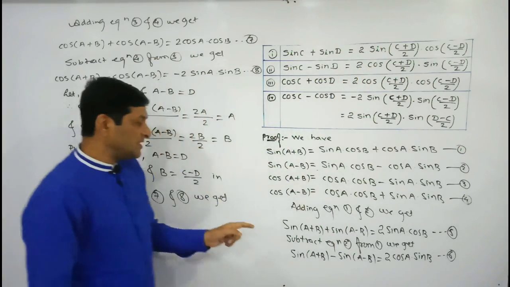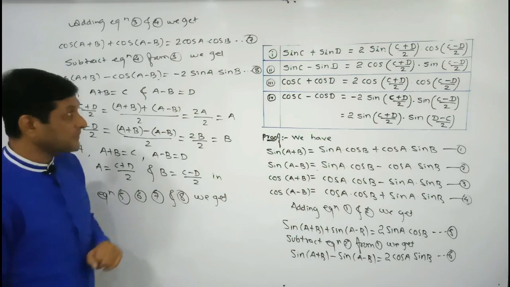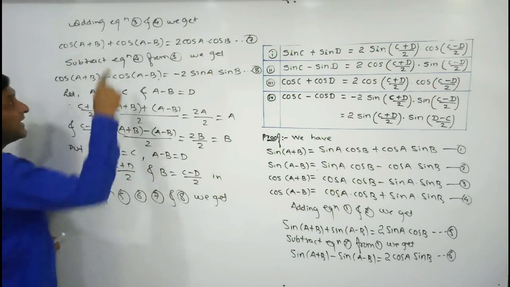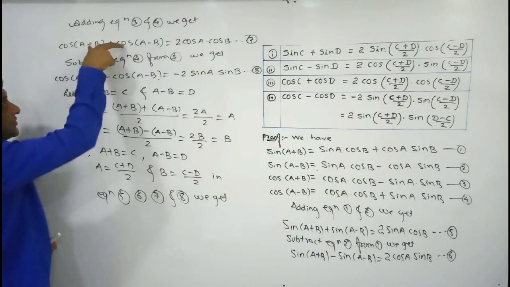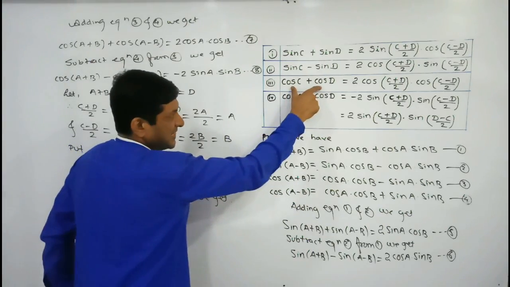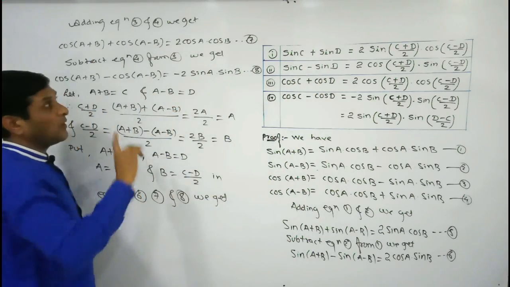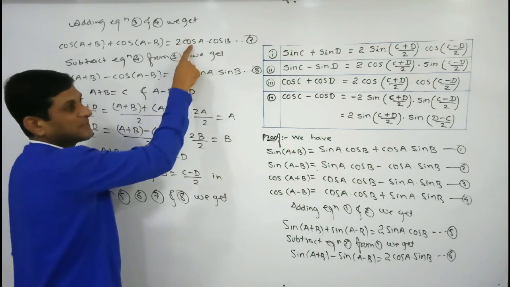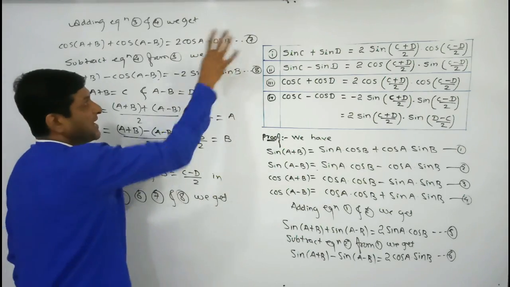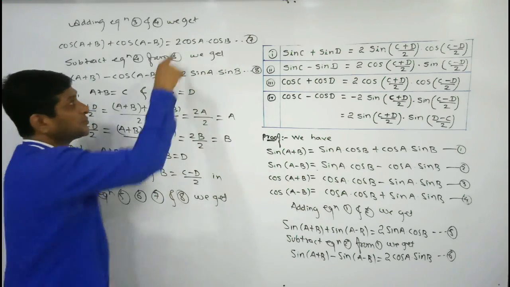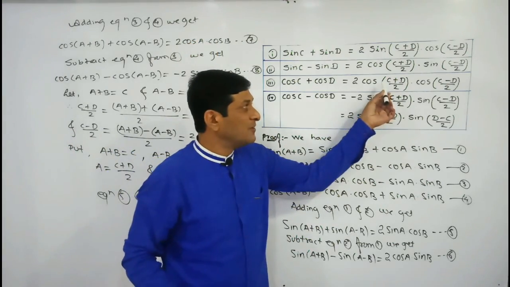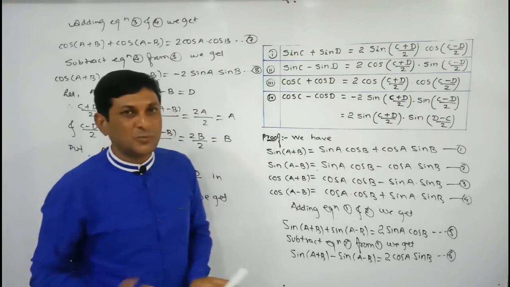Now if we are substituting these values in equation number 7, here A plus B will get replaced by C, and A minus B will get replaced by D. So here we will get cos C plus cos D, means we are getting the left hand side of formula number 3. On the right hand side, to keep it as it is, cos also as it is. A will get replaced by (C plus D) upon 2 and B I am replacing by (C minus D) upon 2. So we will get 2 cos (C plus D) upon 2 into cos (C minus D) upon 2, which is nothing but the right hand side of formula number 3.